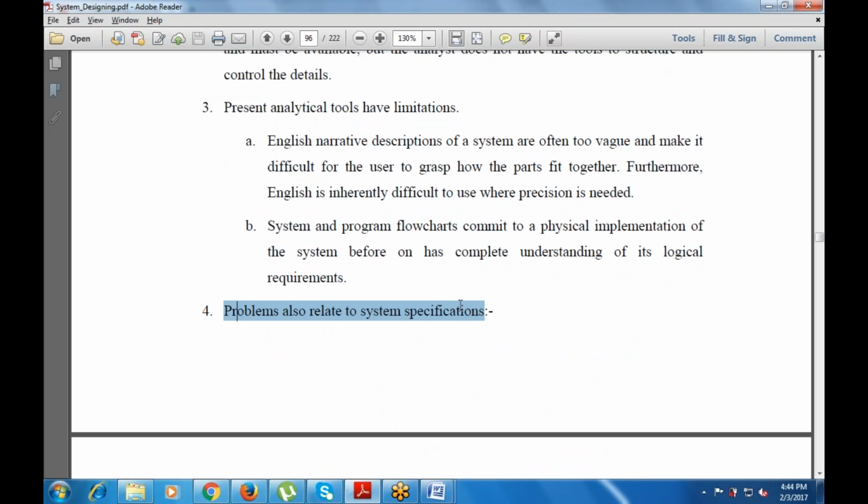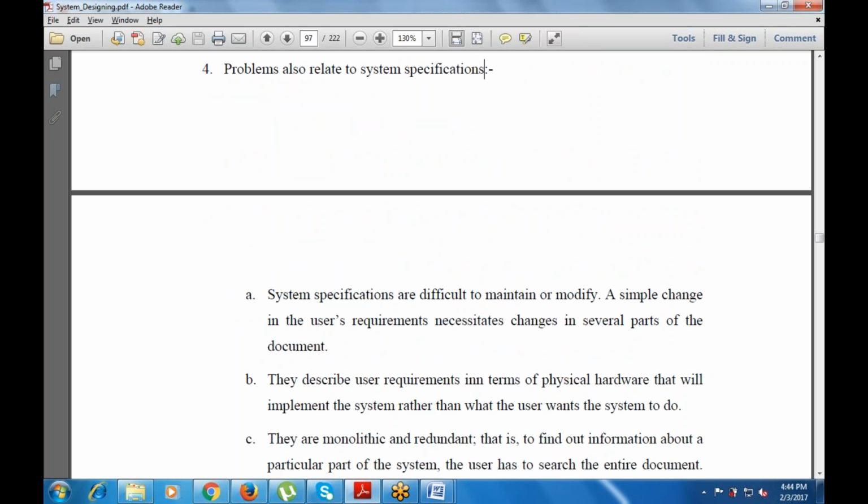The problems also relate to the system specifications. One is that system specifications are difficult to maintain or modify. A simple change in the user's requirement necessitates changes in several parts of the document. The system specification also describes the user requirements in terms of the physical hardware that will implement the system, rather than what the user wants the system to do.